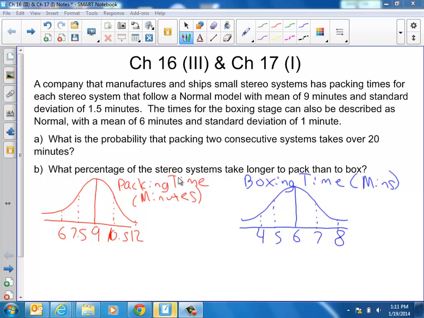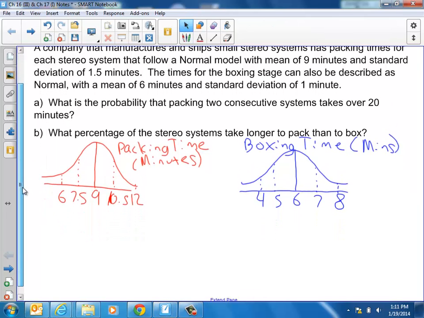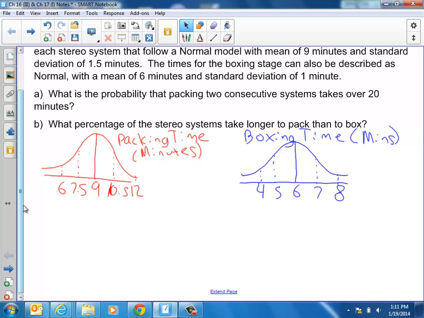And there you go. Okay, so again, 68% of all boxing times for these stereo systems should fall between 5 and 7 minutes. 95% of all boxing times for these stereo systems should fall between 4 and 8 minutes. Hopefully that makes sense. All right, so let's use that to answer part A. In A, they want the probability that packing 2 consecutive systems takes over 20 minutes. So we're talking exclusively about this red bell curve here for these 2 stereo systems.